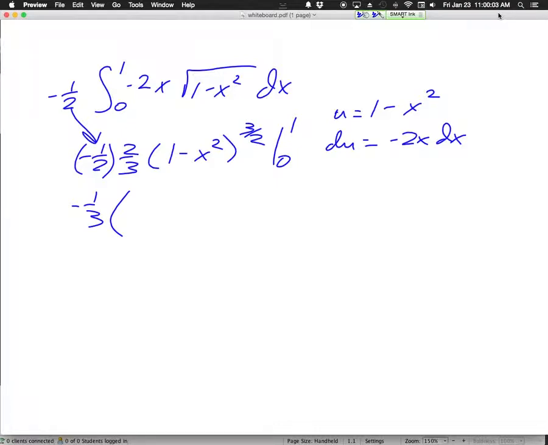So I plug 1 in, what does that give me? 0. And then I plug 0 in, and that's going to give me 1. So we end up with 1/3 is our solution.